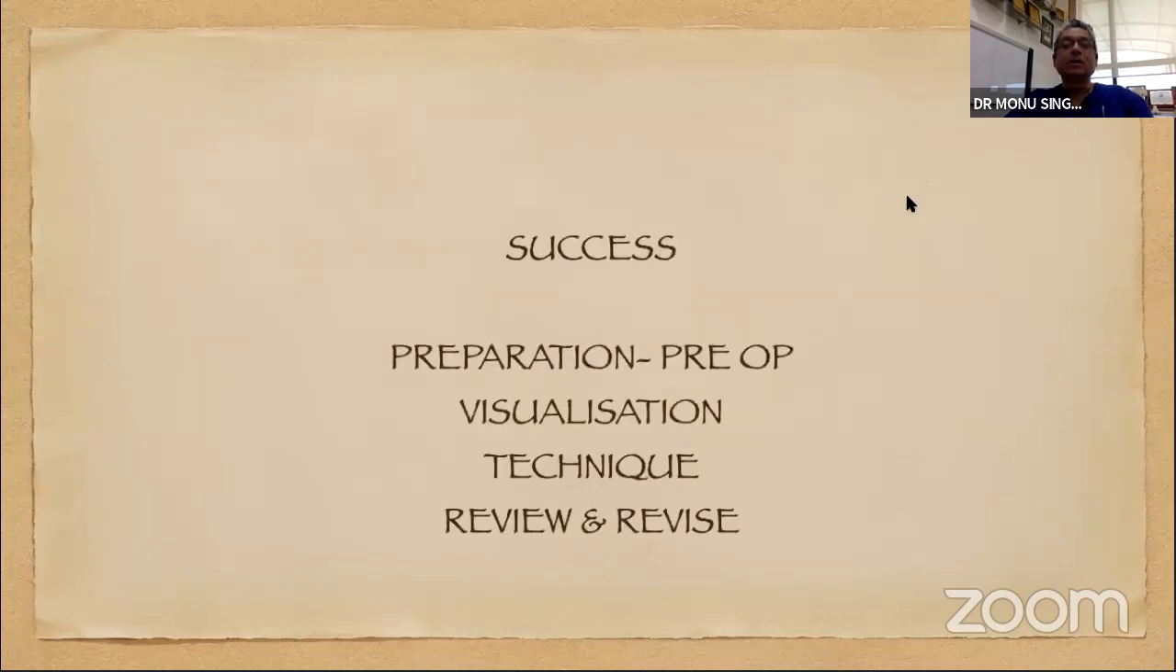So, success, as we measure it with patient satisfaction, has four vital corners. That is what I feel. You need to be absolutely sure about your pre-op preparation. When you're operating, the whole thing depends on how good your visualization is. You have to use a technique which is well-versed. You should be very much aware of all the pearls, the tips, the tricks which are there. And of course, you must keep your ego in check so that you review your cases, revise your preparation, and come out on top in subsequent cases.